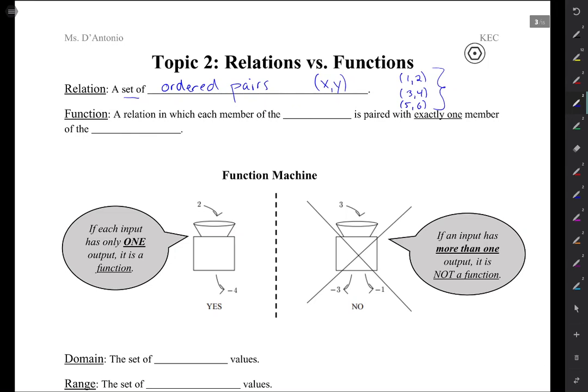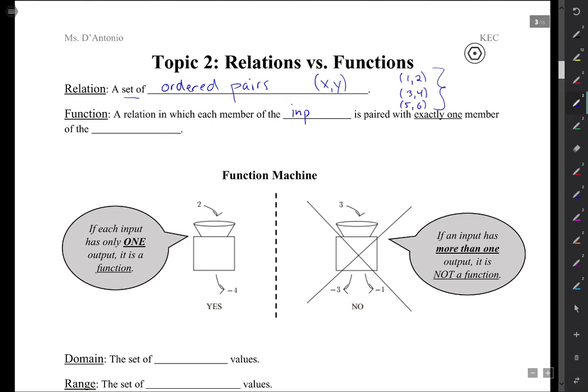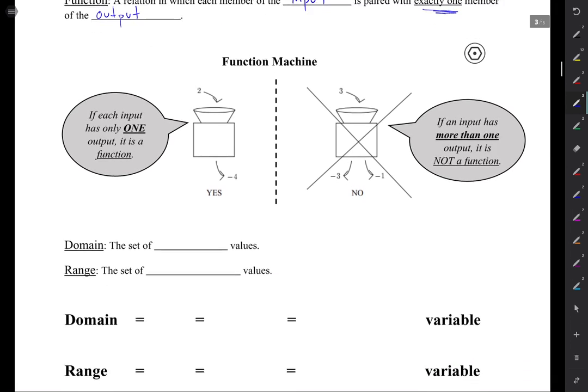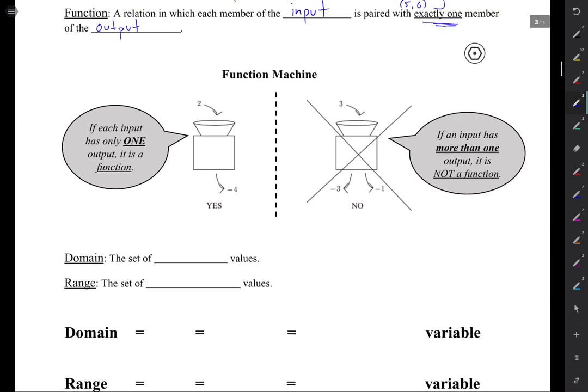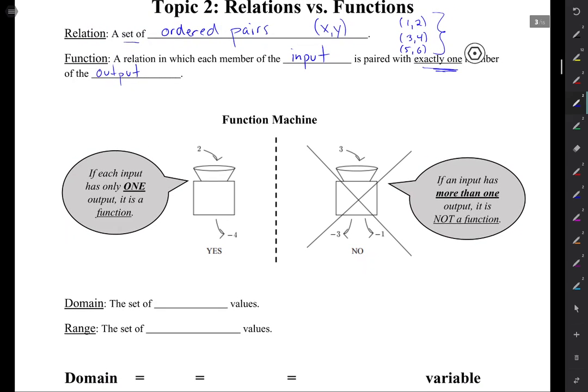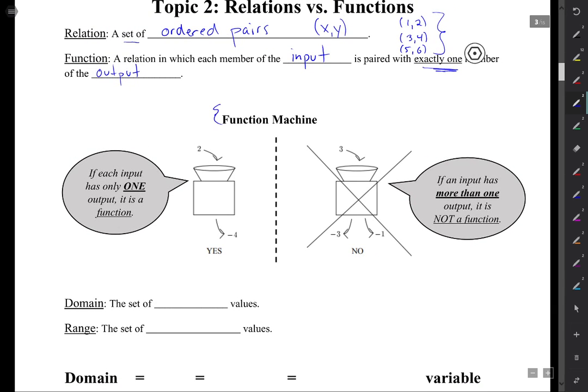Now, a function is a relation in which each member of the input is paired with exactly one member of the output. So I'm going to leave it at that for now, but this will make more sense once we continue on in this topic. So a nice way to remember what a function is is using this visual here of this function machine. Now, what this machine is showing us is we have an input at the top here. So this is the input.